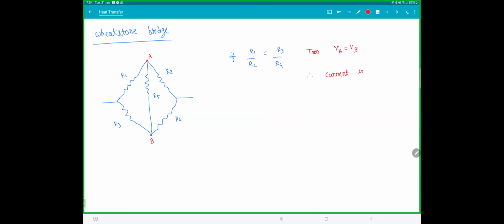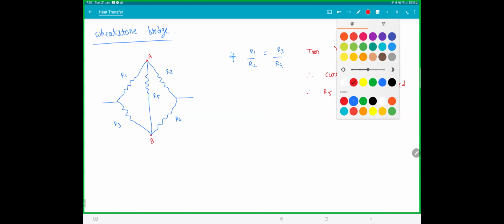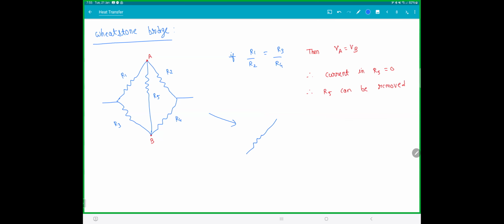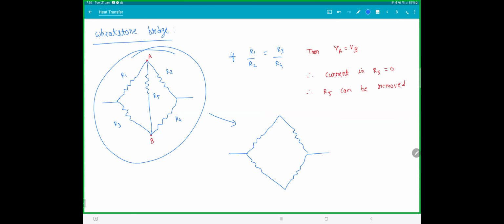There is no potential difference. If there is no current, then that means it is useless. Therefore, R5 can be removed. So your circuit becomes like this. You can't solve this directly. There is nothing in series, nothing in parallel. Can you see? Can you tell who is in series and who is in parallel? None of them are in series, none of them in parallel. But the moment I remove R5, suddenly it becomes easy to solve. R1, R2 are in series, R3, R4 are in series, and the upper and the lower branch are in parallel.